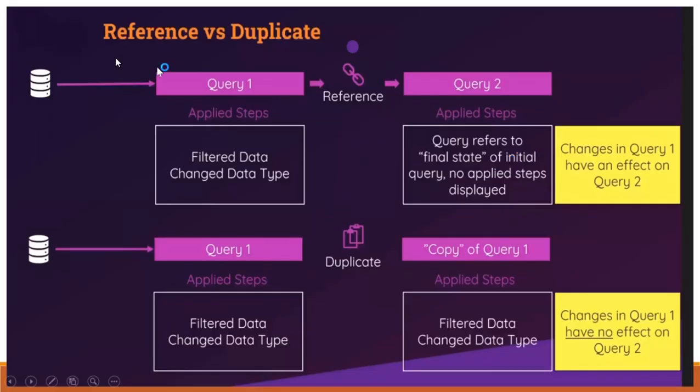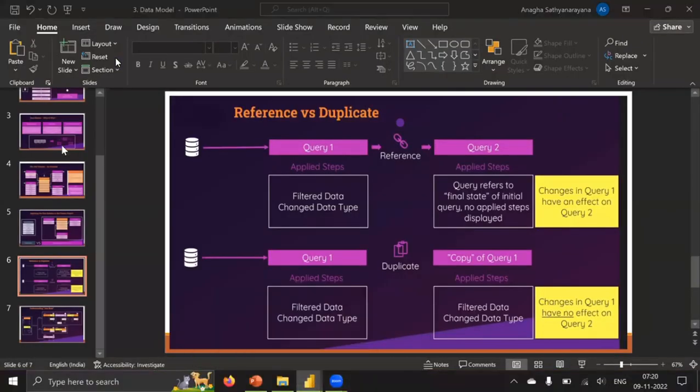When you replicate a table using the reference option, you are creating a direct connection or a direct link between the original table and the replicated table. And also, in the original table, whatever steps you see in the applied steps section, those steps will not be available in the applied steps section in the replicated table. So that is the second characteristic of the reference option.